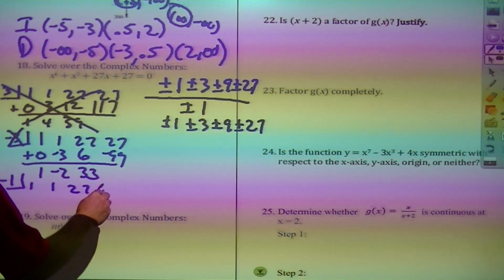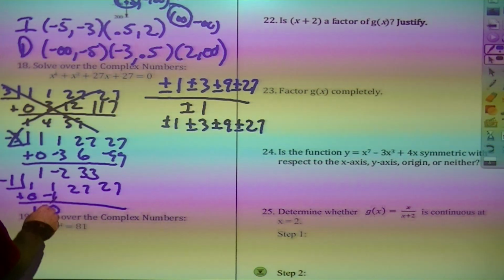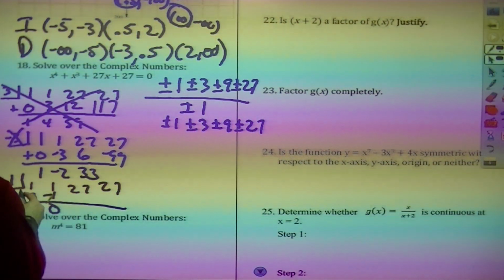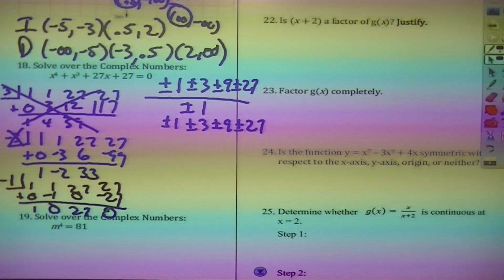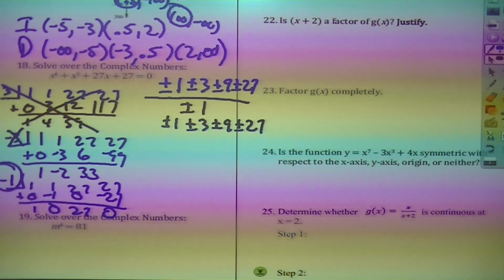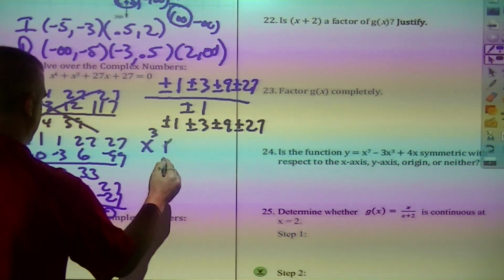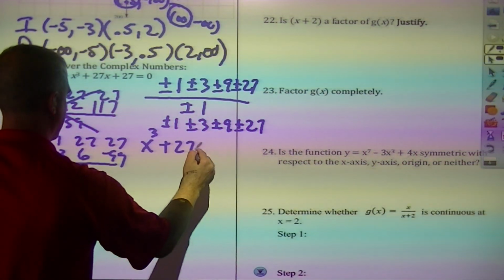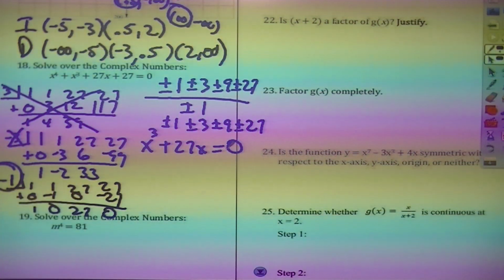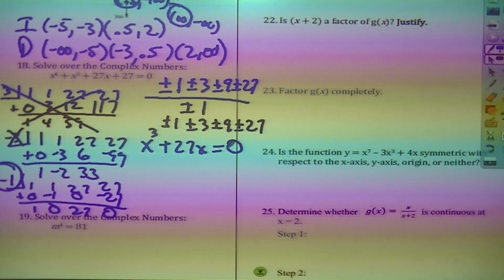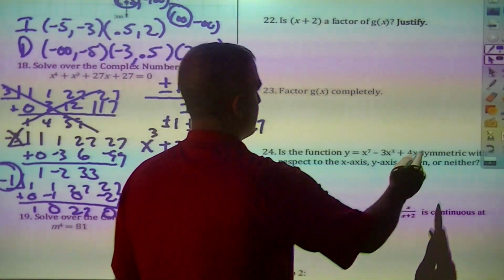1, 1, 27, 27, 0, it's going to be -1, it's going to be 0, 0, 27, -27, 0. Fantastic. So I found one that worked. Now, the result out of this is x cubed, basically plus 27x. Because there's no x squared term, there's just an x term, there's no number. Actually, I apologize, I'm doing this wrong.